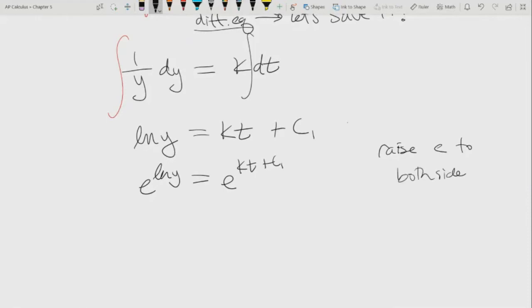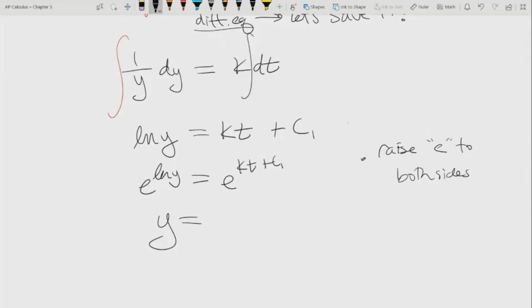This is, I guess, the best way to say that. Raise e to both sides in this particular step. But the left-hand side, hopefully we're all pretty comfortable with what that turns into. E to the natural log of y just turns into y. So we've got our y. And now we just have to simplify the right-hand side.